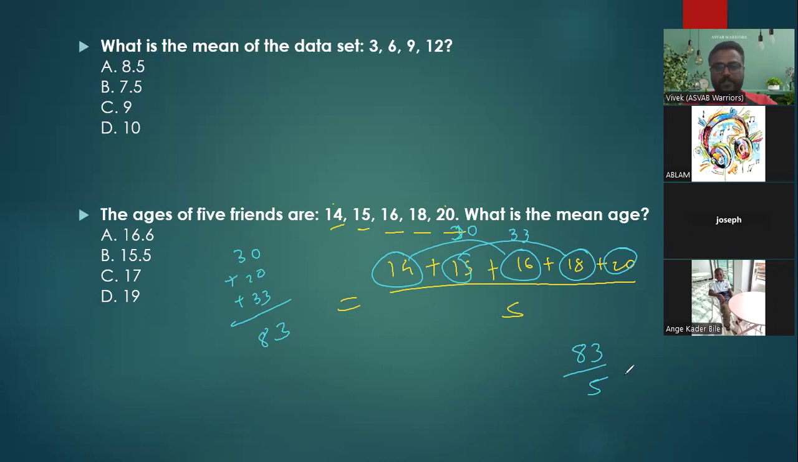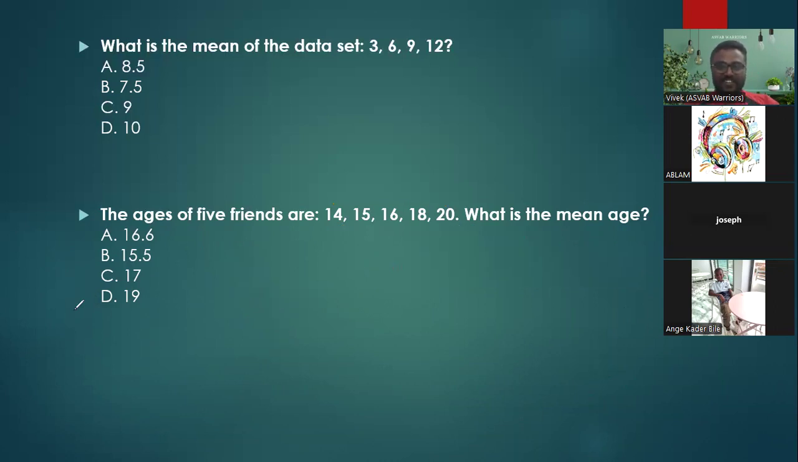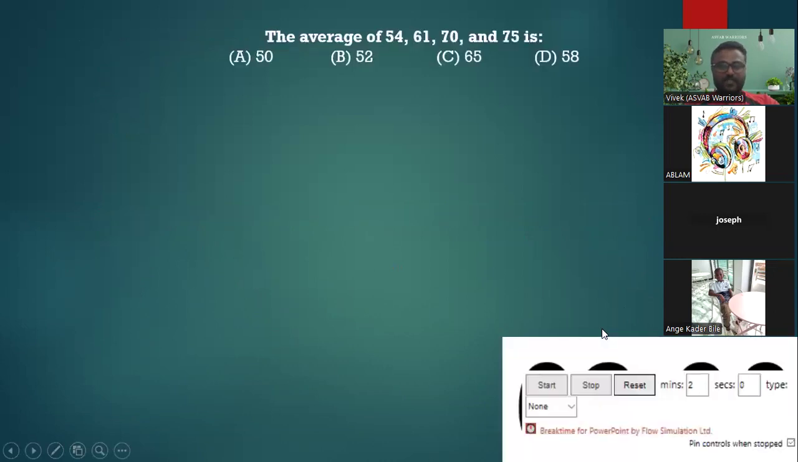Can someone give me the answer to this? 83 divided by 5. 16.6. Are you sure? Yeah. Are you 100% sure? Yes. You're right, buddy. Shemika got it right as well. Awesome, Shemika. All right. Now, here is your question, guys. Your time starts now.